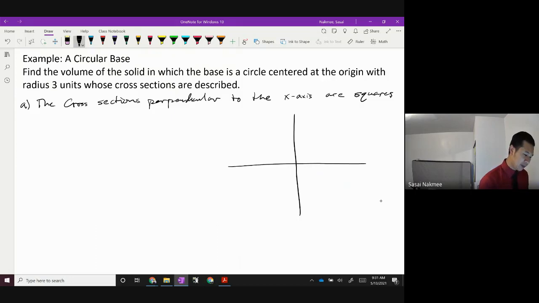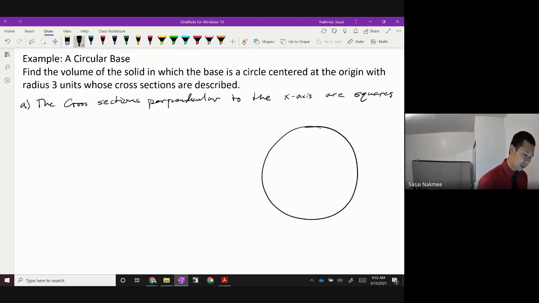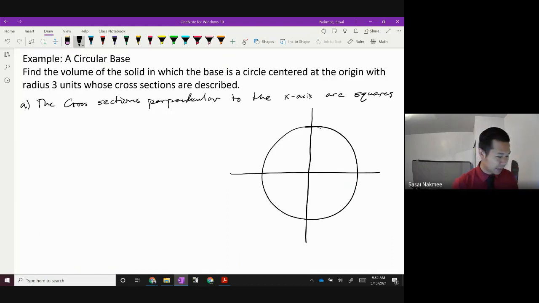So here's my circle. That's terrible. Just, there's my circle. Not bad, right? That's a little bit better. And they're telling us that it has a radius of 3. 1, 2, 3.